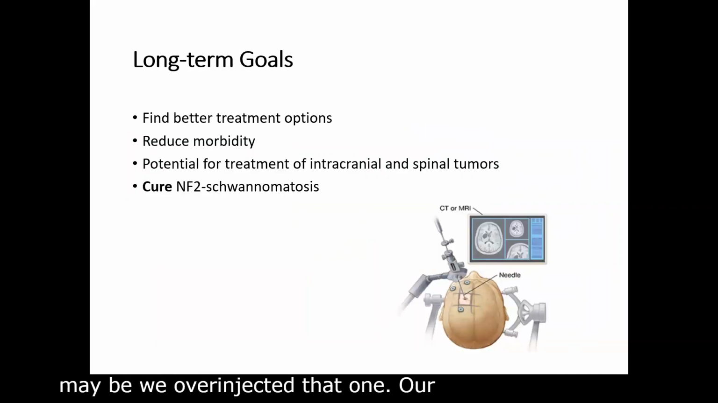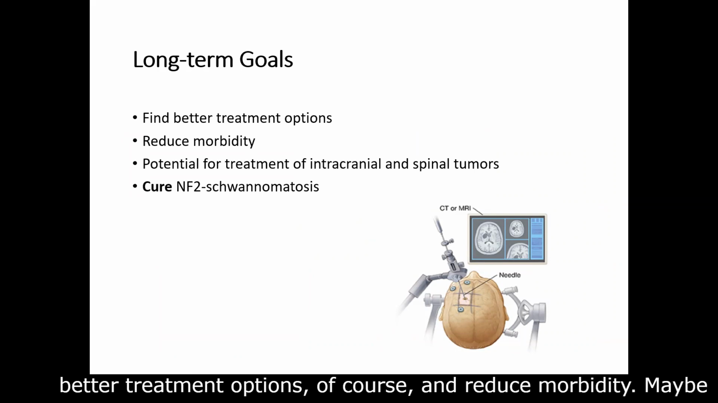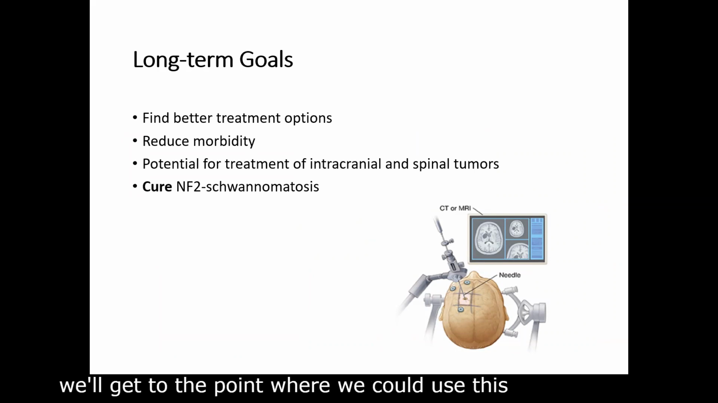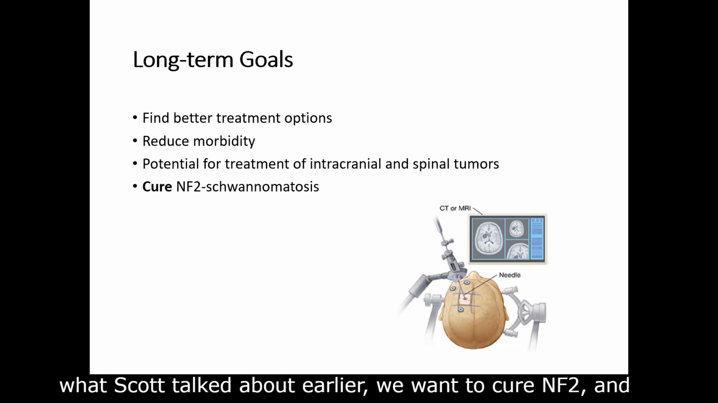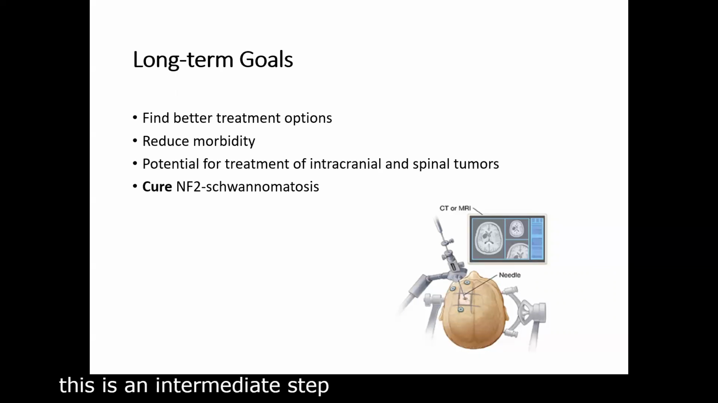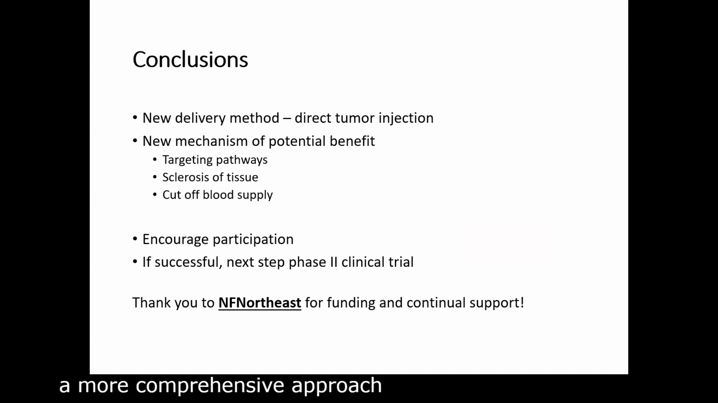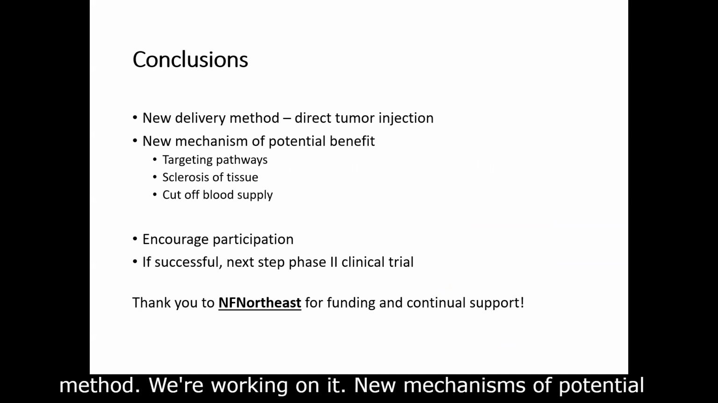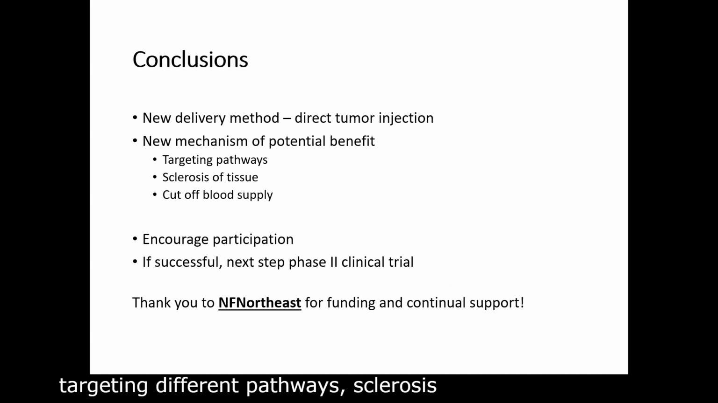Our long-term goal is to find better treatment options, of course, and reduce morbidity. Maybe we'll get to the point where we could use this for intracranial or spinal schwannomas. That's the goal. And of course, the final goal is what Scott talked about earlier: we want to cure NF2. And so probably this is an intermediate step. I think giving the gene back would actually be a more comprehensive approach. So we have a new delivery method. We're working on it.